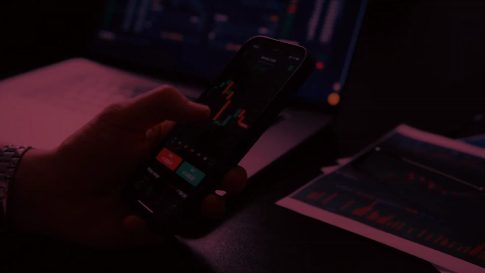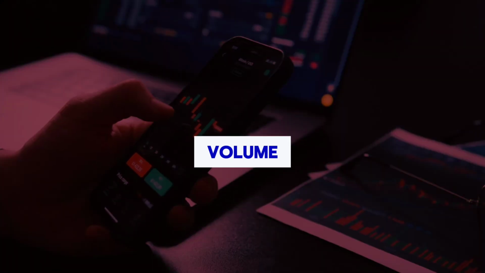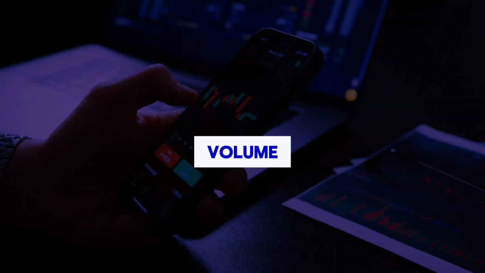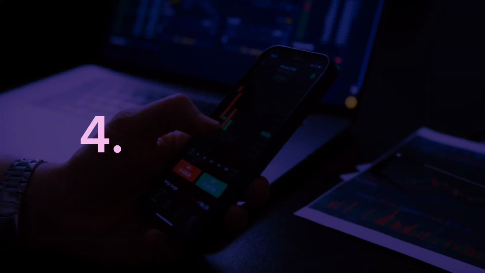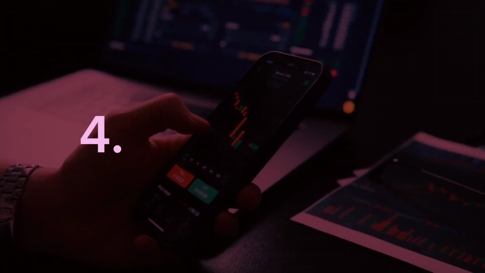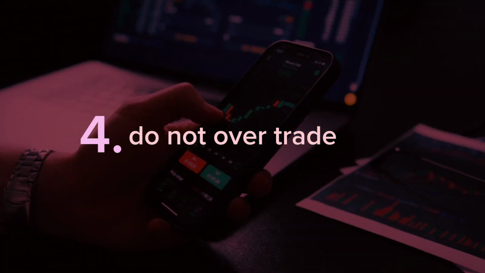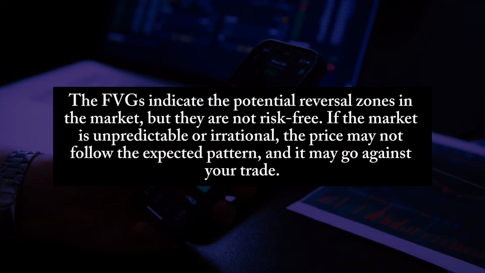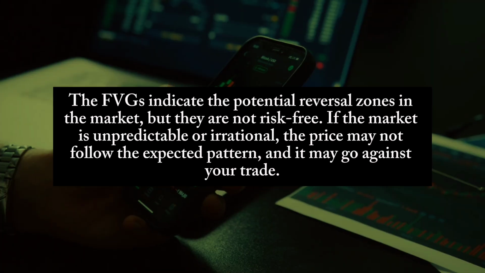Therefore, you should always use a liquidity indicator such as the volume to gauge the liquidity of the market and avoid trading when it is too low. The fourth tip is to use this strategy with caution and not to overtrade or risk too much. The fair value gaps indicate the potential reversal zones in the market, but they are not risk-free.